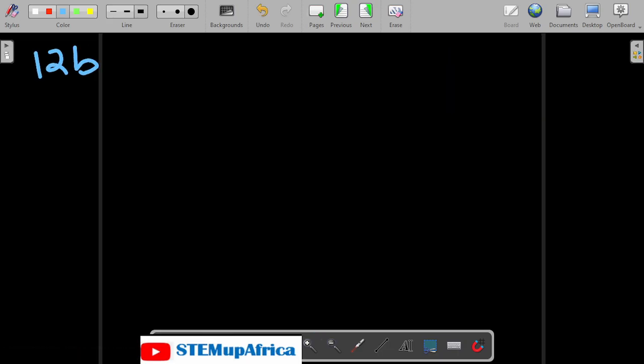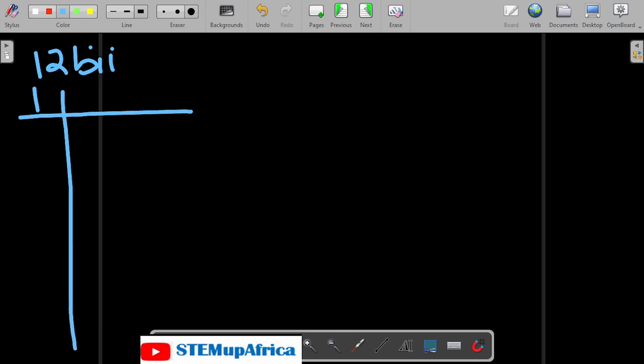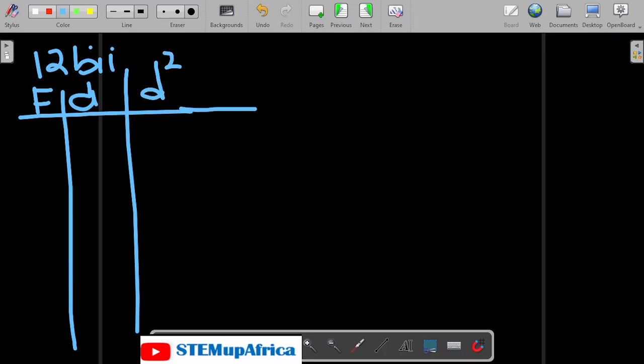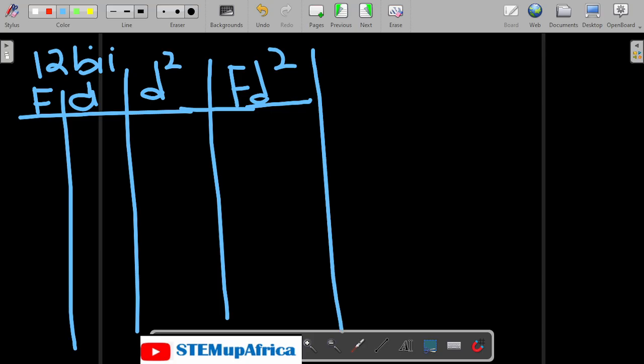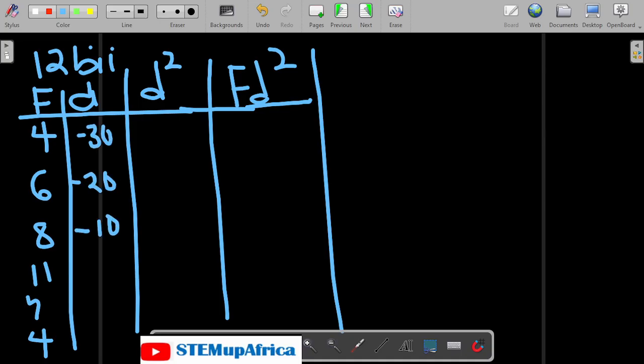For 12B Roman 2, I need a table for F and my D. I will need D square and I will need FD square. So my F is 4, 6, 8, 11, 7, and 4. My D's are minus 30, minus 20, minus 10, 0, 10, and 20.